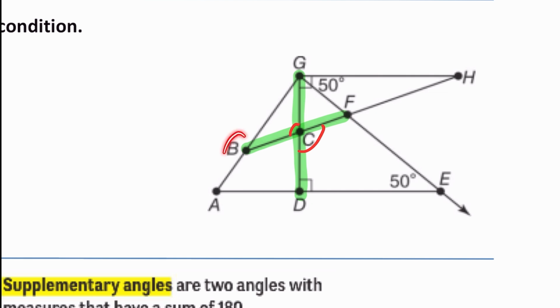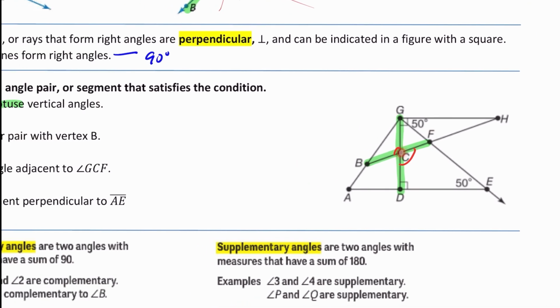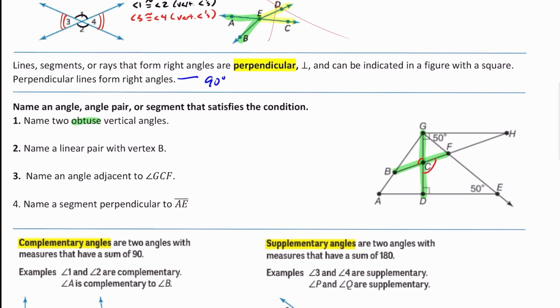We have angle BCG, and also angle FCD. C is the vertex. So when I'm writing my angles, C must be the middle letter. So let's write angle BCG. I have my 3 points to write my angle here, and C is the vertex, so C has to be the middle letter. And angle FCD.